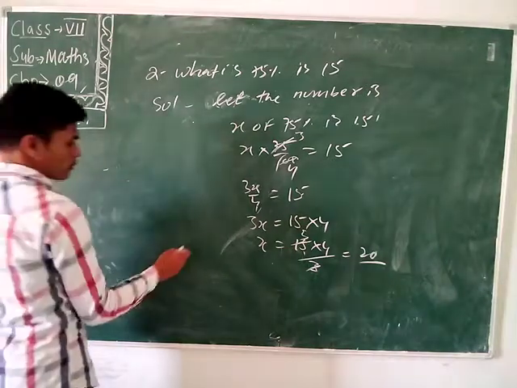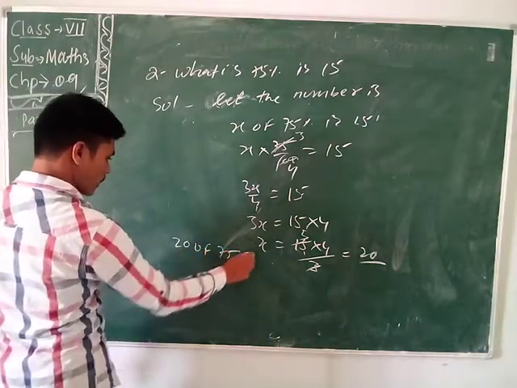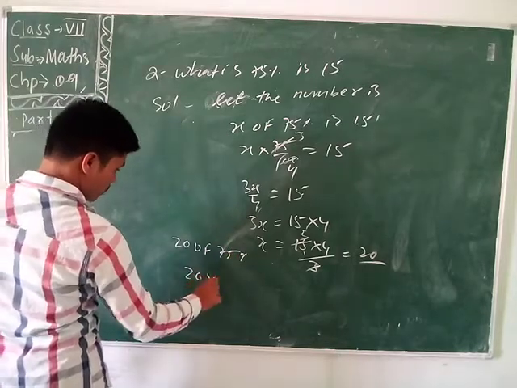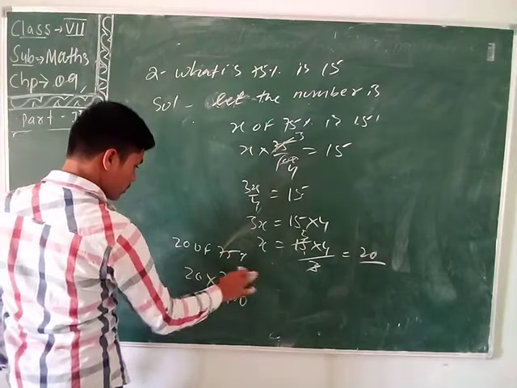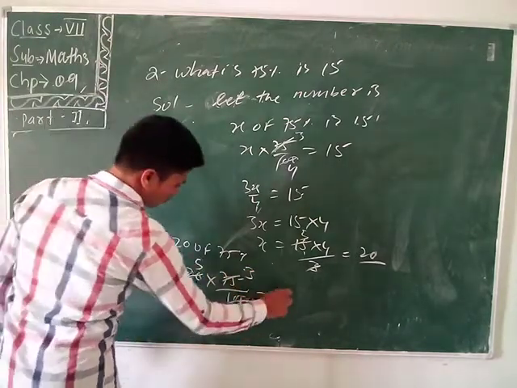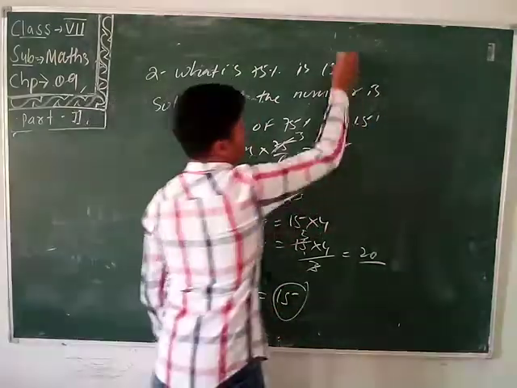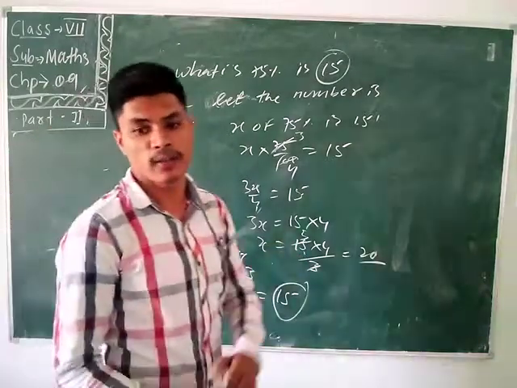Is that correct or not? We will verify also. 20 of 75% means 20 into 75 by 100. 4 3s are 12 and 4 5s are 20, 5 3s are 15. Here also 15. That means the answer is correct. Clear? That is how you find the unknown number.